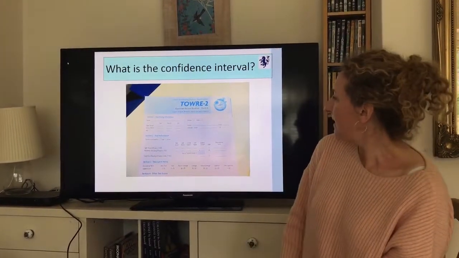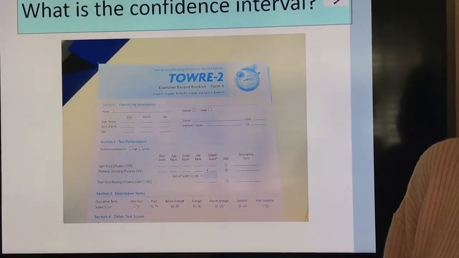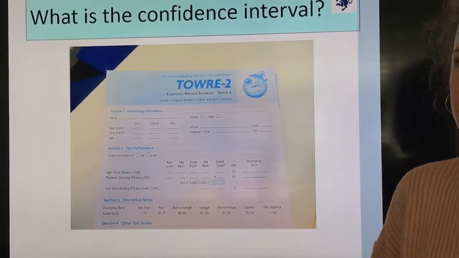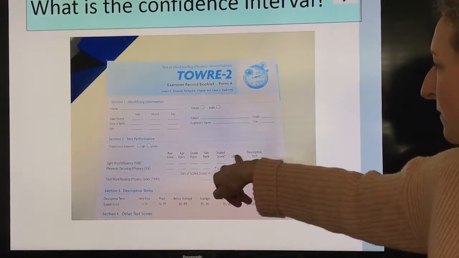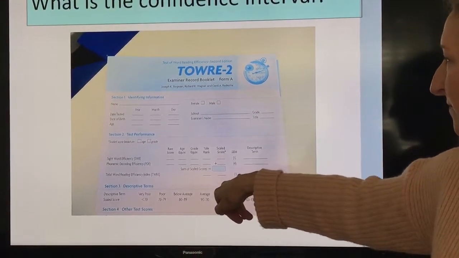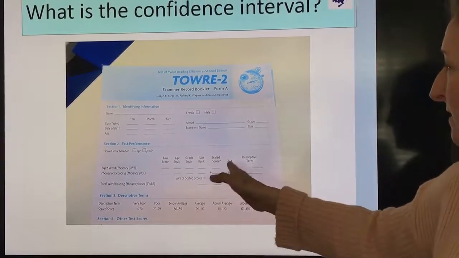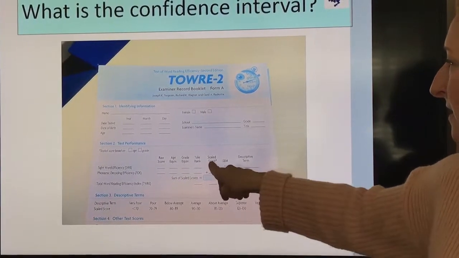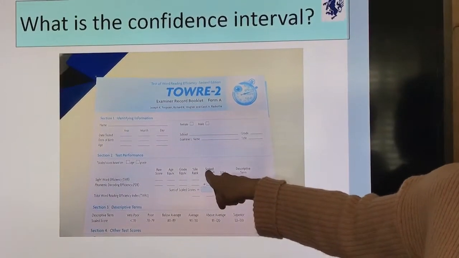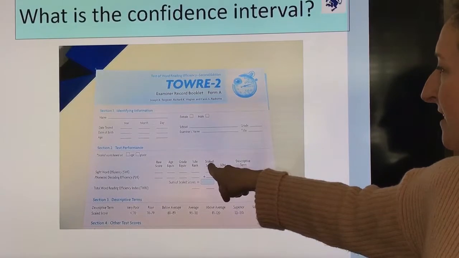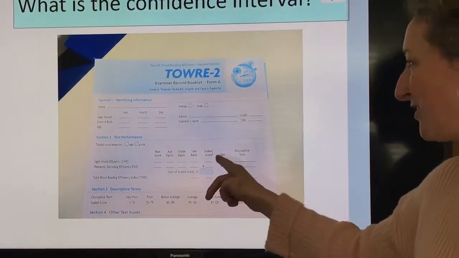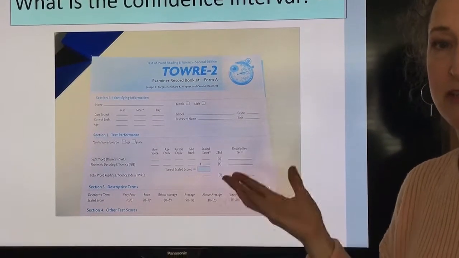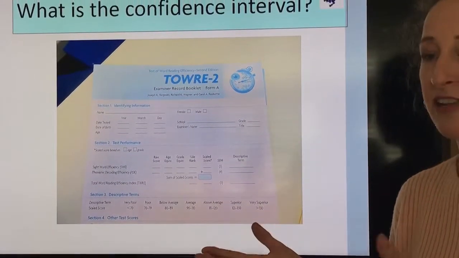So, some assessments can confuse us a little. For example, the Towery, because they put the standard error of measurement on, which is great, and we know we need to times that by 1.96. Now, the reason I've said this is confusing is because here it says scaled score, but actually it's standardised score. So it's that terminology thing where some people use scaled for standardised.